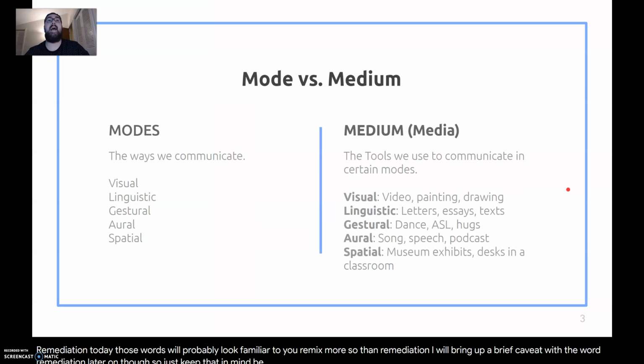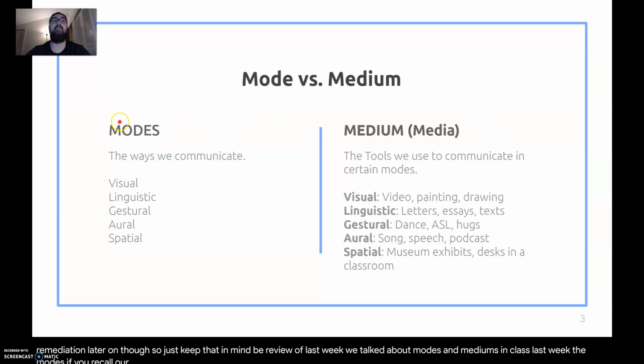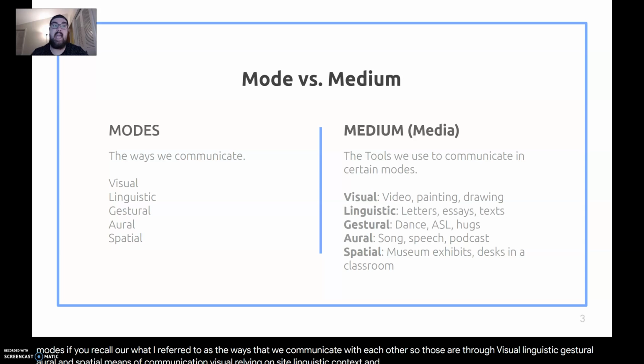As sort of a review of last week, we talked about modes and mediums in class last week. The modes, if you recall, are what I refer to as the ways that we communicate with each other. So those are through visual, linguistic, gestural, oral, and spatial means of communication. Visual, relying on sight, linguistic, on text and language, gestural, relying on the movement of the hands and the body, oral, relying on hearing, and spatial, relying on the physical arrangement of space, or of text on a page.